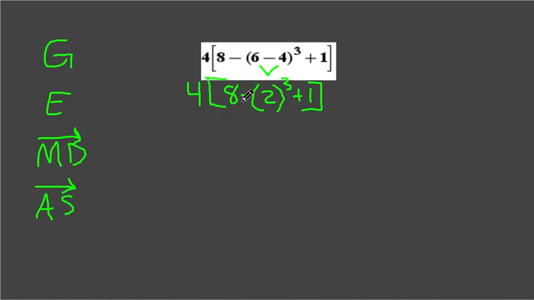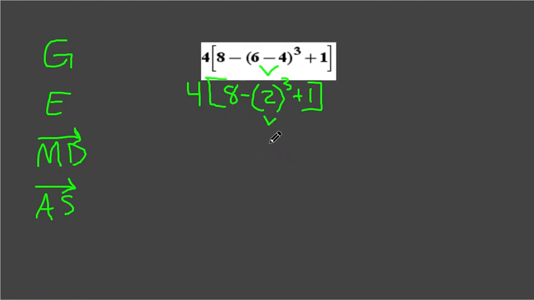All right, now I'm still inside of this grouping because it's inside these brackets. So I have to look in there and say, what do I do first? Am I going to subtract first? Am I going to add first? Or am I going to do the exponent first? Looking at GEMDAS, exponent comes before add and subtract. So I'm going to do my exponent.